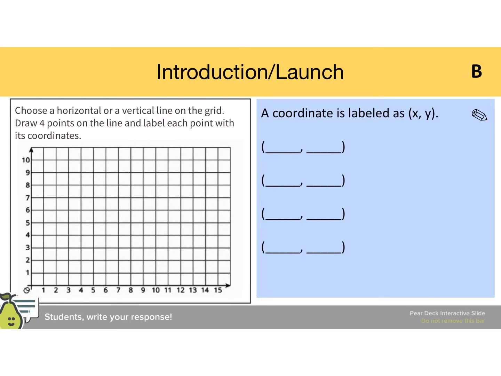We will further build upon the introduction, and you're going to have your students choose a horizontal or vertical line on the grid and draw 4 points on the line and label each point with its coordinates.